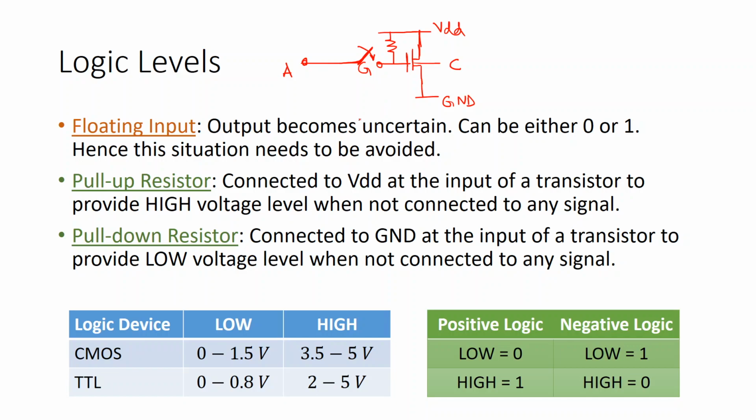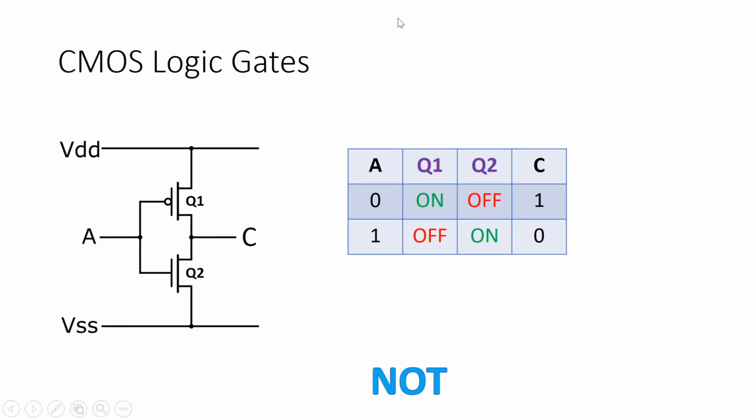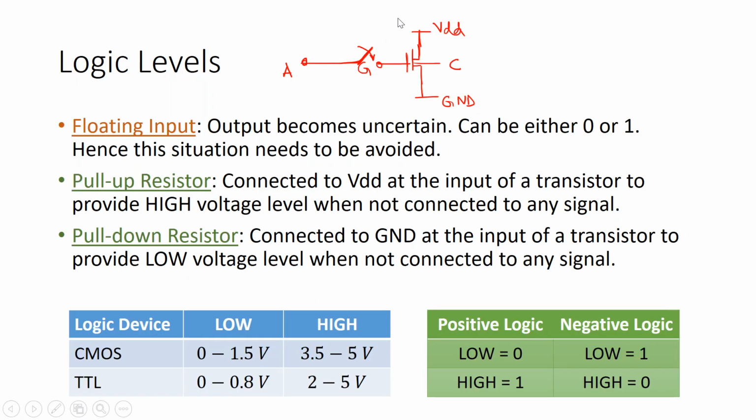Sometimes we use a pull-down resistor. When we use a pull-down resistor, we have to connect the resistor to the ground from the gate. So when nothing is connected, when no signal is coming here, then the ground voltage appears at the gate.